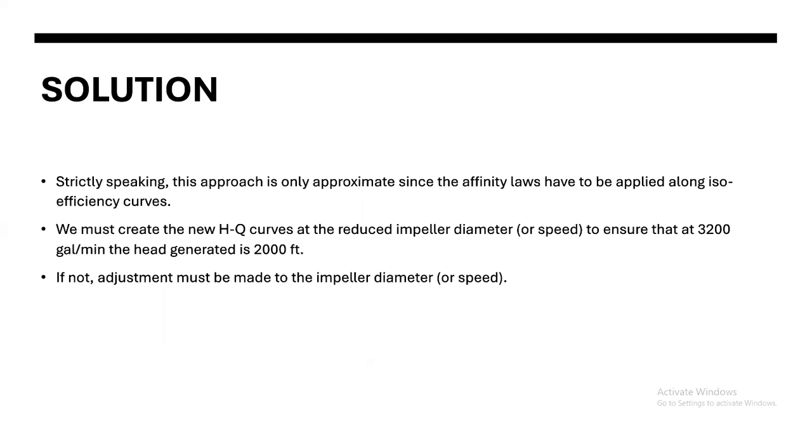Strictly speaking, this approach is only approximate since the affinity laws have been applied along ISO efficiency curves, which means we are assuming our efficiencies do not change, they remain the same. We must create new HQ curves at the reduced impeller diameter or speed to ensure that at 3,200 gallons per minute, the head generated is 2,000 feet. If not, adjustment must be made to the impeller diameter or speed.